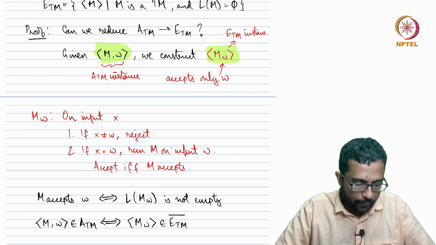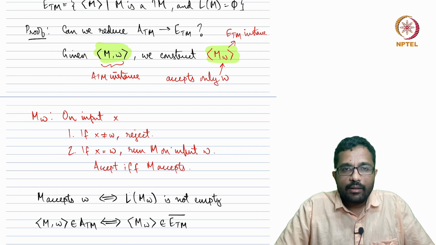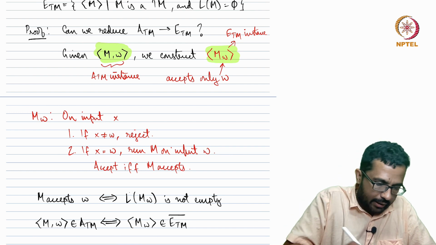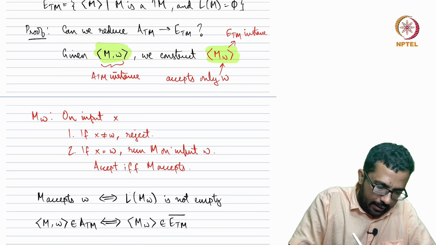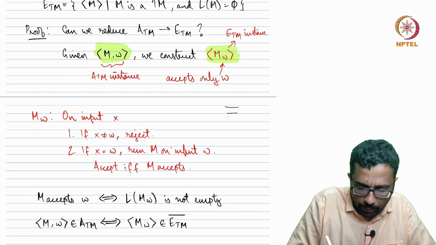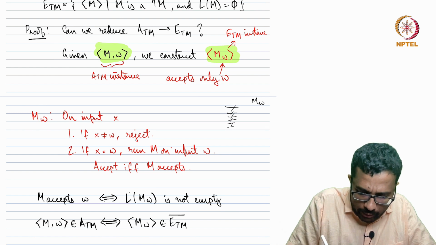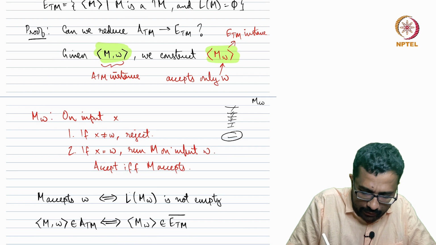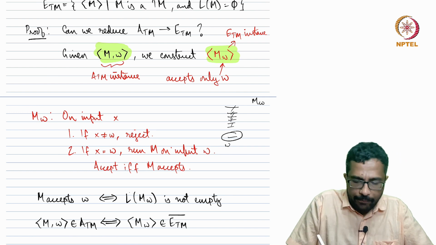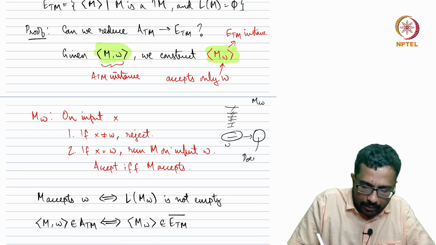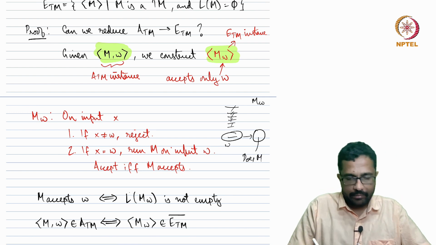So let's see what is happening here. There are many possible strings that can be inputs for MW. It rejects all of these inputs. The only string that it even considers is the string W. If the input is W, then it runs M on W.